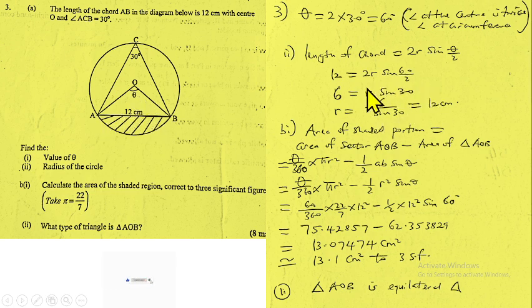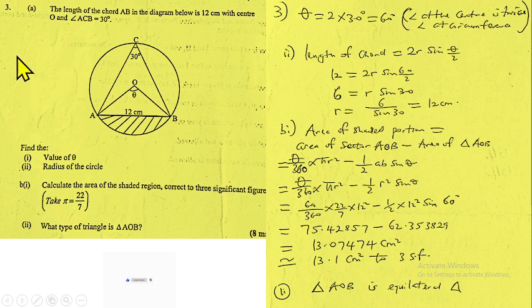Then from there, we can divide through by 2, because 2 cancels 2 here, and 2 goes into 12 six times. That gives us 6 equals r sine, and 60 over 2 gives us 30. To find r, we divide both sides by sine 30. So r is 6 over sine 30, and that gives us 12. So the radius of the circle is also 12 centimeters.